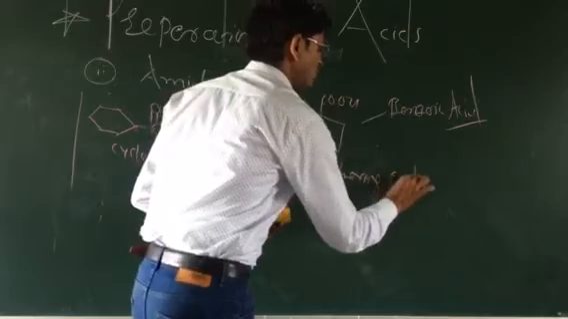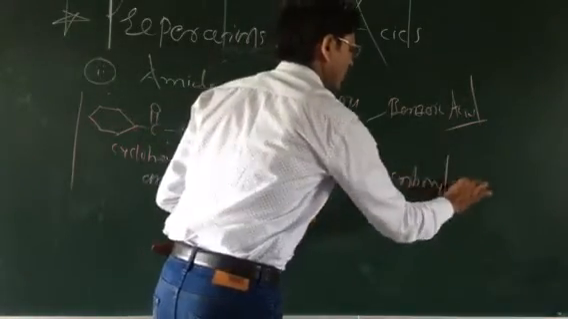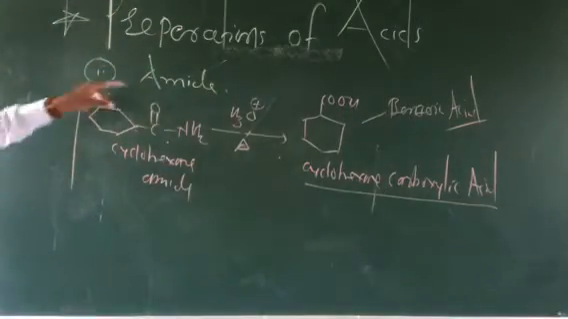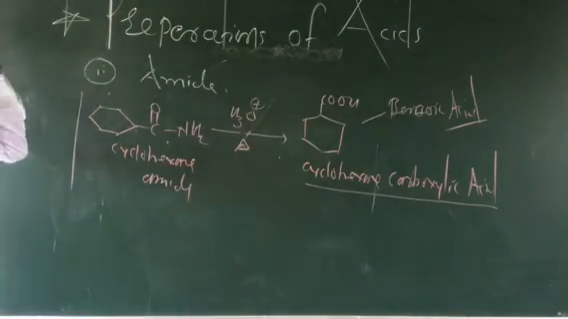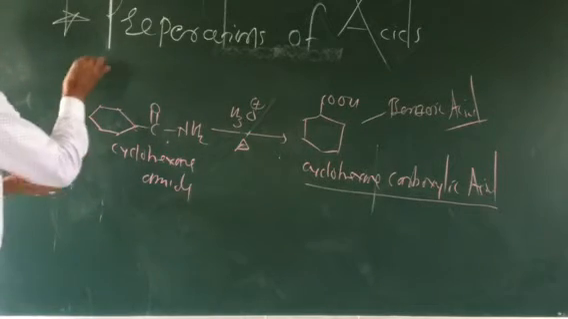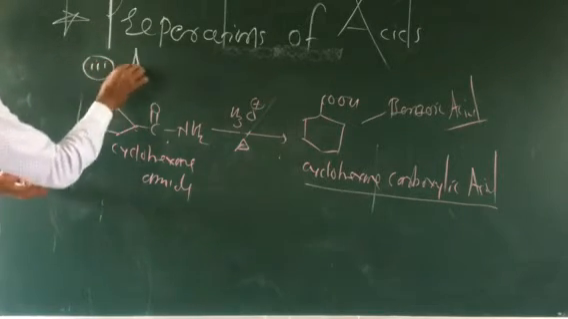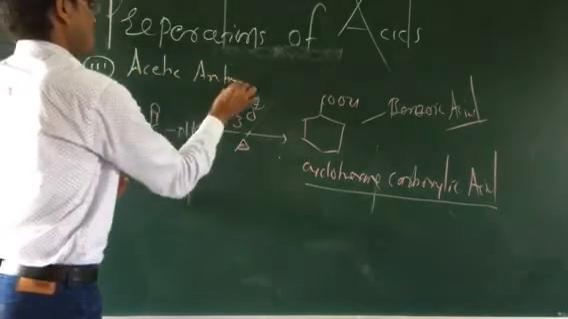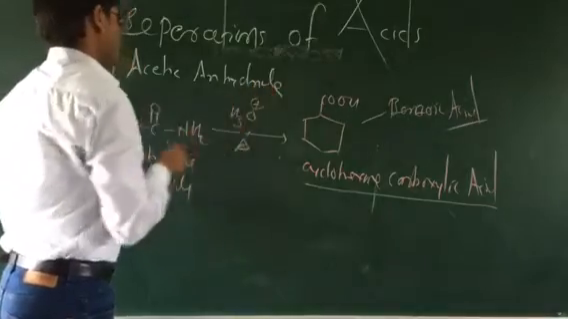Cyclohexane carboxylic acid. So these are the second preparation methods, from the derivatives of acid, this one from amide. Now the next, third preparation method, is from acetic anhydride, or we can say simply acid anhydride.